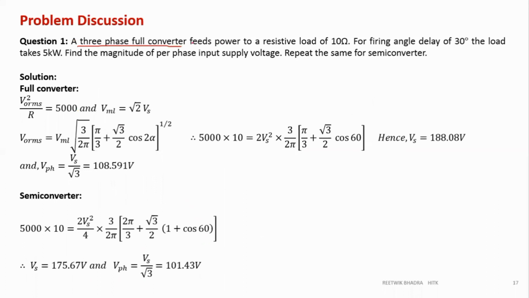A 3-phase full converter feeds power to a resistive load of 10 ohm, so the load is 10 ohm. Alpha is given as 30 degree, and it takes power of 5 kilowatt. Now you see the alpha over here is 30 degree, so which equation should I take? The equation for alpha less than 60 degree. We have to find the magnitude of the per phase supply voltage, the input voltage. Output power is 5 kilowatt, so output power Vrms square by R equals 5000.